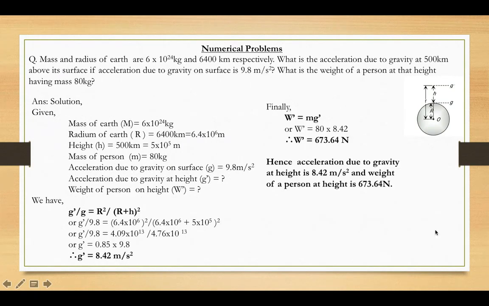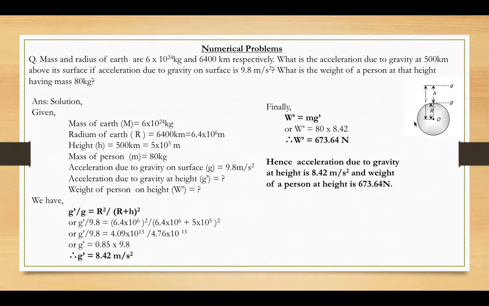Now we have another example of a numerical. The mass and radius of Earth are given. What is the acceleration due to gravity at 500 kilometers above its surface, if the acceleration due to gravity on the surface is given as 9.8 meter per square second? Similarly, there is another question: what is the weight of a person at that height having mass 80 kg? So what is the difference here?